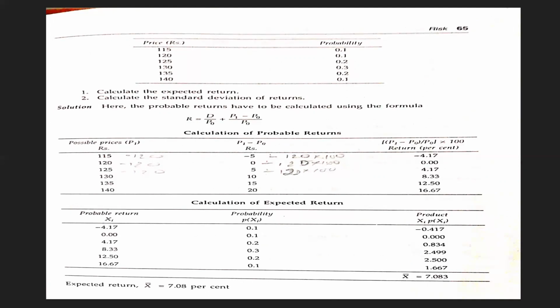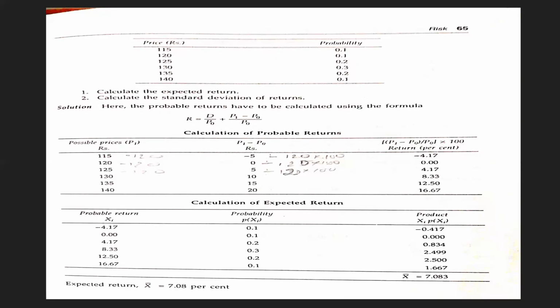So negative 5 divided by 120 into 100 will give you negative 4.17. Likewise, you're going to calculate all the values in the third column. The last value is 20 divided by 120 into 100, which gives you 16.67. So you have got the percentage of probable returns. Now we are going to calculate the expected return. The probable returns are negative 4.17, 0, 4.17, 8.33, 12.50, 16.67.